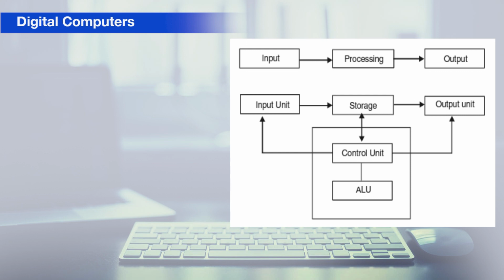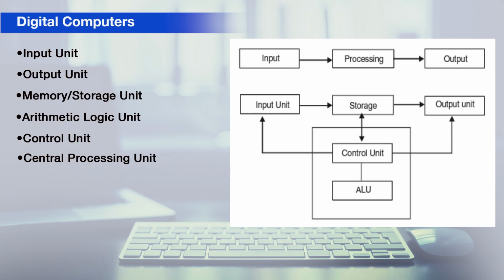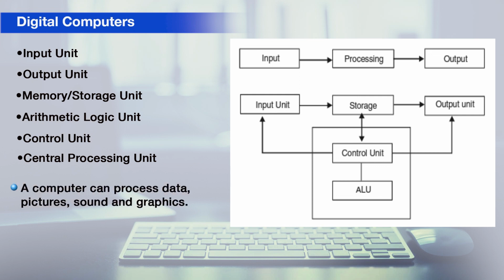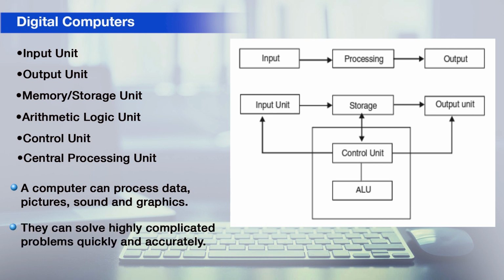The basic components of computers are the input unit, output unit, memory or storage unit, arithmetic logic unit, control unit, and central processing unit. These are shown in the figure. A computer can process data, pictures, sound and graphics. They can solve highly complicated problems quickly and accurately.